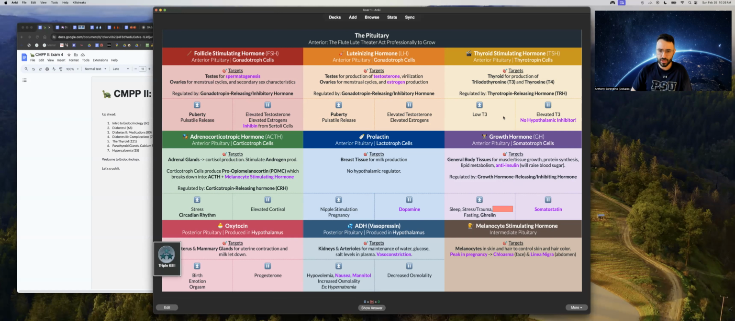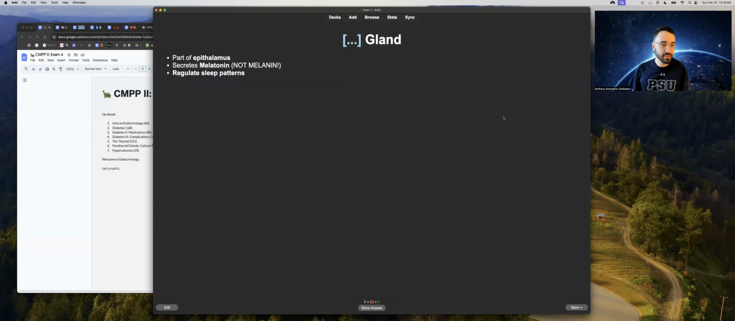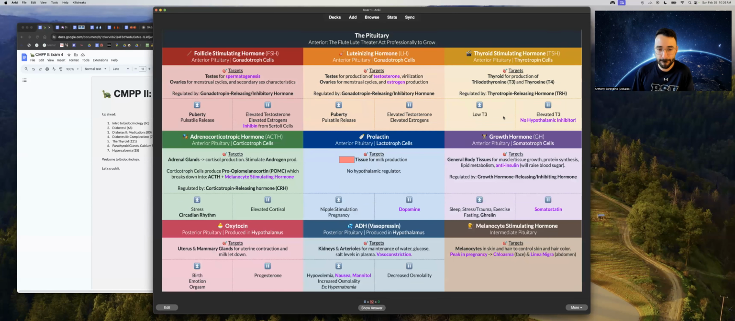Somatostatin. Sleep, stress, trauma. You said this was important, right? What would make us fasting? Sleep. It's not exercise, is it? Oh, let's go. The pineal gland, part of the epithalamus, secretes melatonin. The pituitary, breast tissue, prolactin specifically. The last one here: sleep, stress, trauma, exercise, fasting, ghrelin.